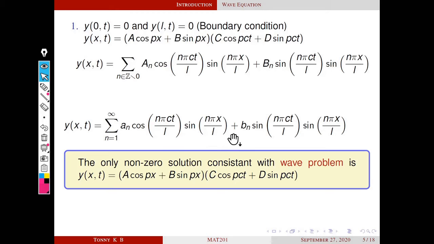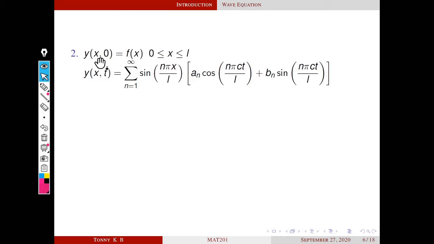We can find this an and bn using initial conditions. So first we are going to apply the initial condition, that is the initial shape. We substitute t equal to 0, then the left side becomes y(x,0), and we know that y(x,0) is f of x. When t equal to 0, this term is 1 and this term is 0, sin 0 is 0. So this infinite series becomes the sum of an into sin(n pi x by l), right?